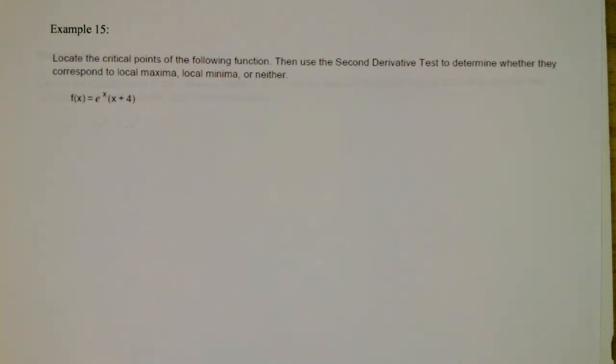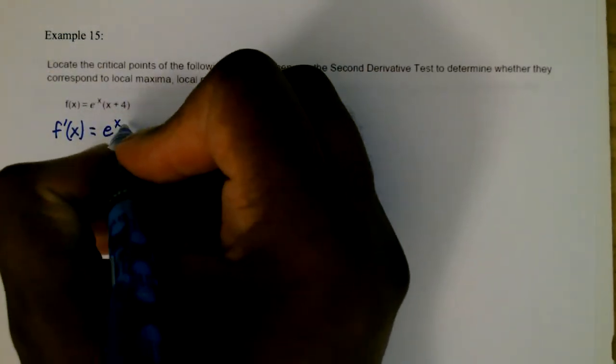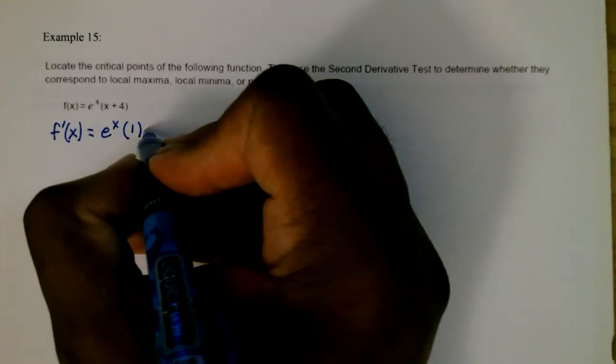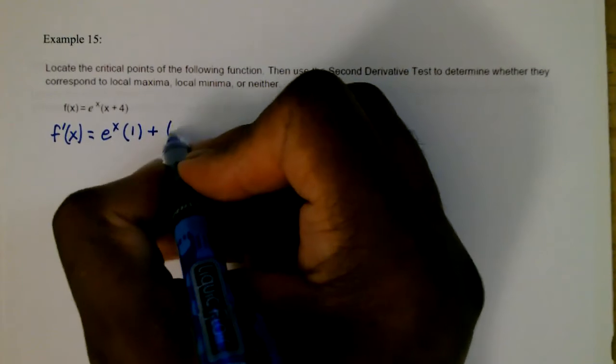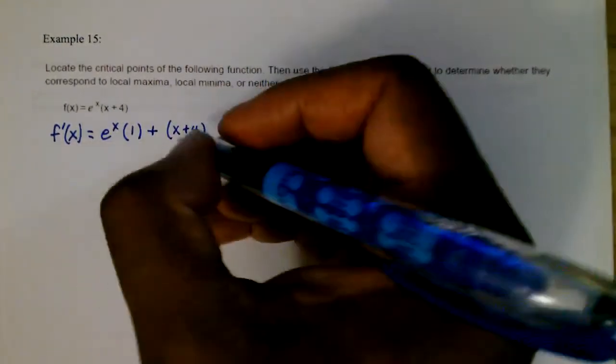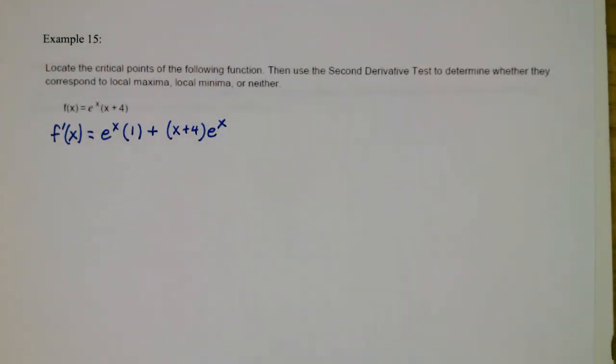So for f of x equals e to the x times x plus 4, if I want that derivative, I will have to apply the product rule because I have e to the x times x plus 4. The product rule is this: I take the first, which is e to the x, times the derivative of x plus 4, that's simply going to be a 1, plus the second, which is x plus 4, times the derivative of the first. The derivative of e to the x is the easiest derivative to take. It will be e to the x.